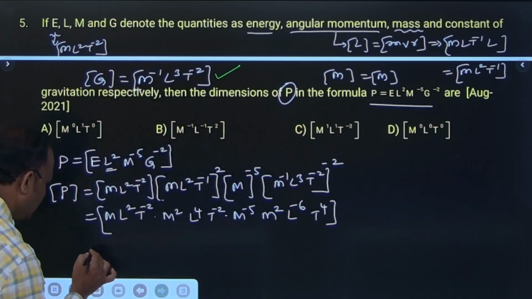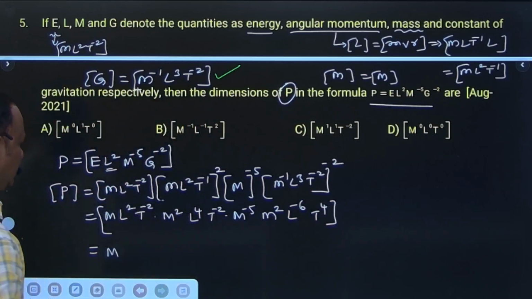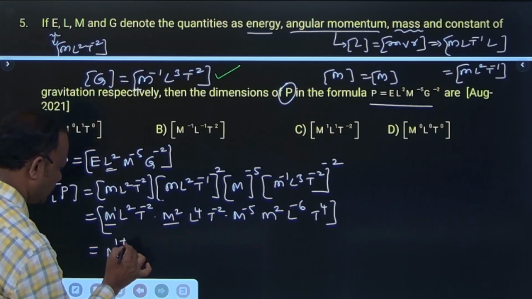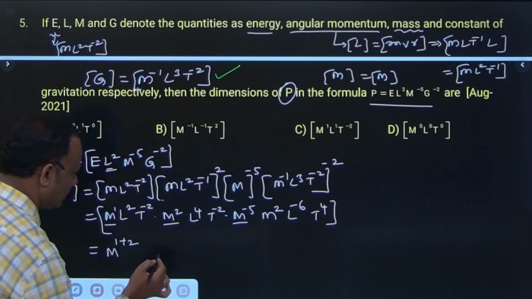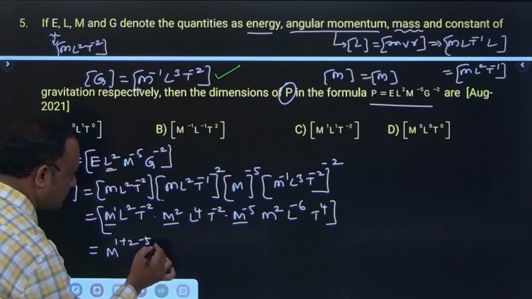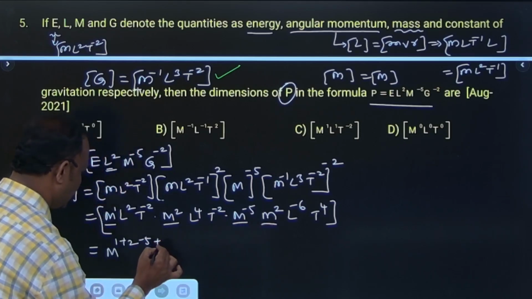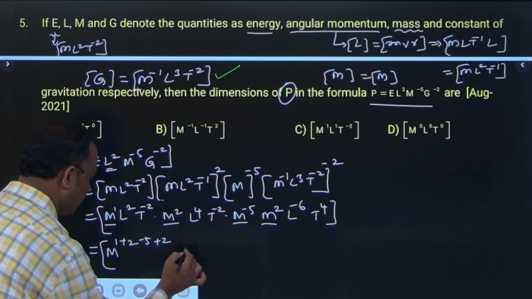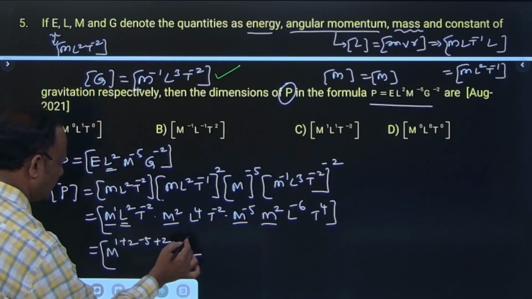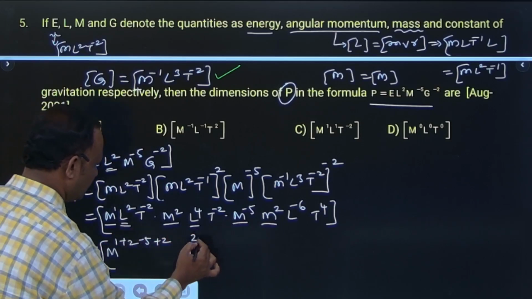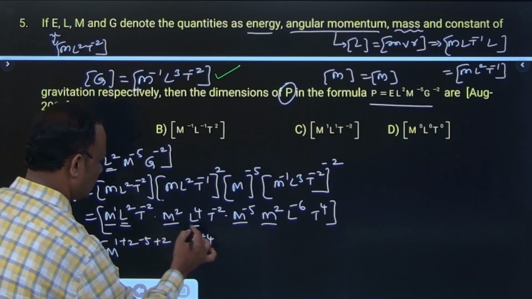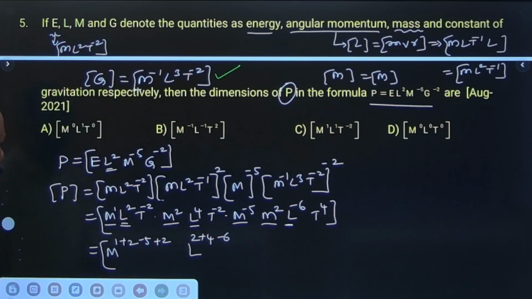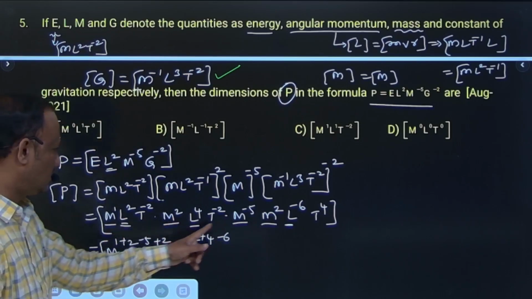Okay, this is M, right? First one it's 1, first one over. Next one it's 2. Next one it's minus 5. Next one it's 2 plus 2, right? Next one is L. L to the power of 2, next one it's 4, next L is minus 6. So three terms: this, this, this.